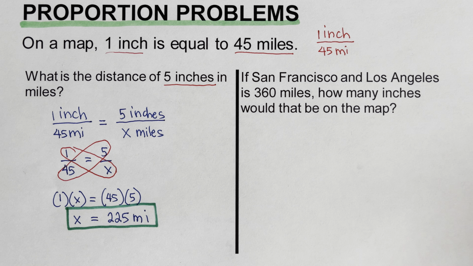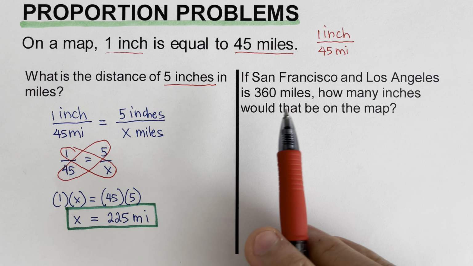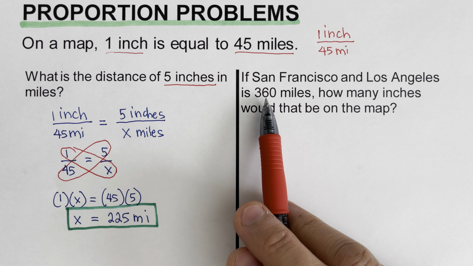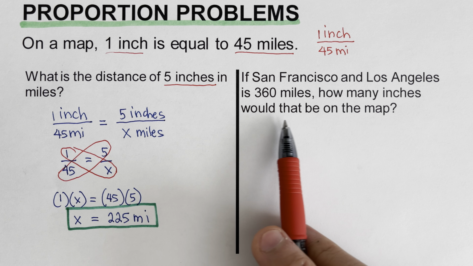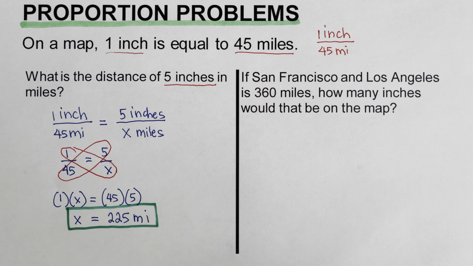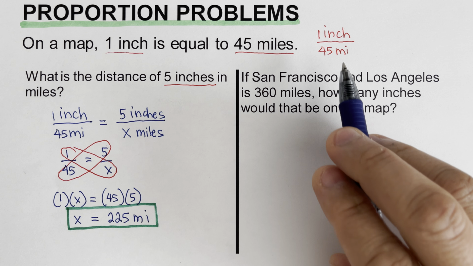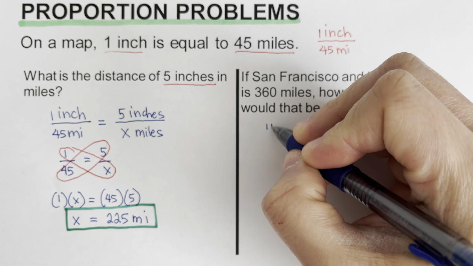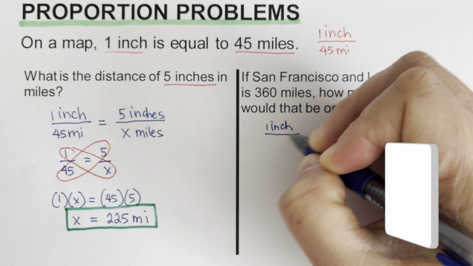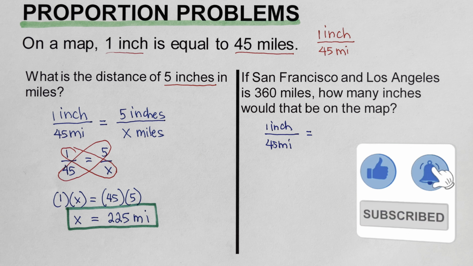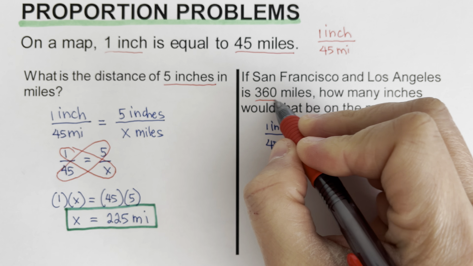Okay, so we go over the problem here. If the distance between San Francisco and Los Angeles is approximately 360 miles, how many inches would that be on the map? Again, just like the first problem, we write the ratio that we established from the first statement: 1 inch over 45 miles, and that is equal to, in this problem, we are given 360 miles.